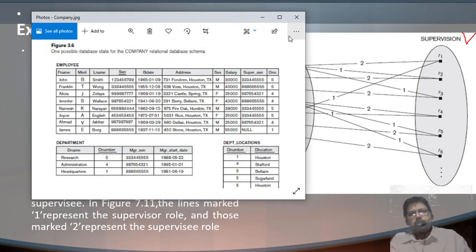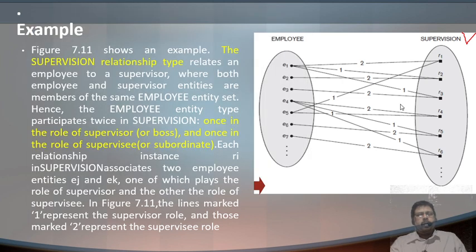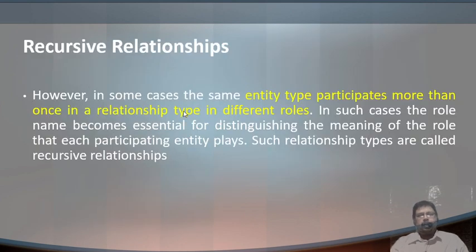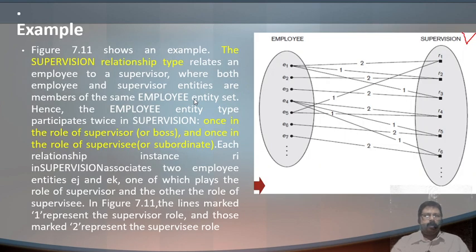No, this data is not matching with this example. So here it is very simple. The employees are having both the supervisor and supervisee roles, and this particular relationship is called a recursive relationship.